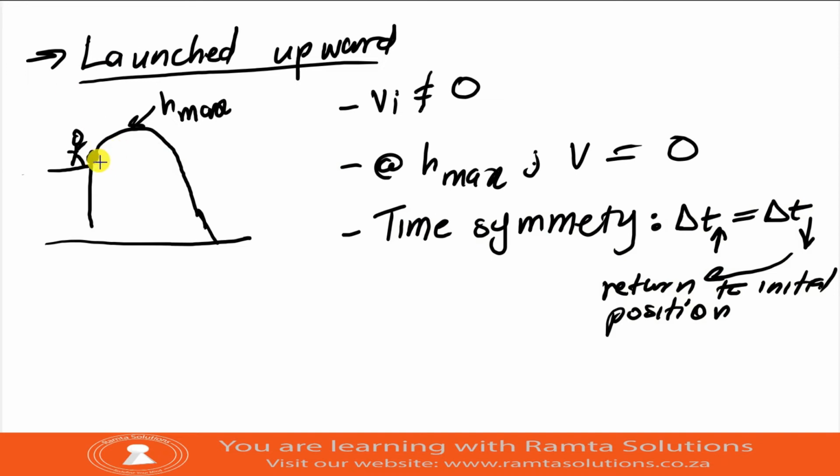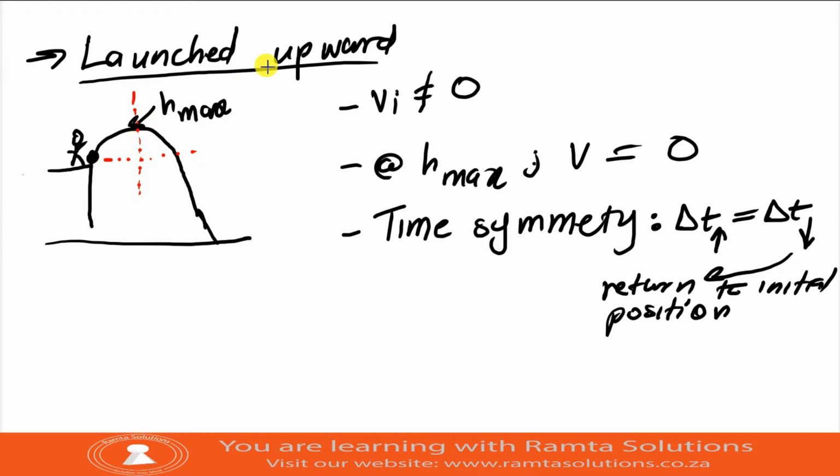So if this was your initial position, the time taken to reach maximum height must be equal to the time taken to return from maximum height to that initial position. Basically, maximum height is the axis of symmetry of this position versus time graph. So there's time symmetry here.